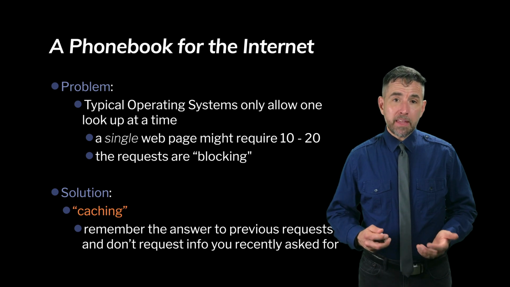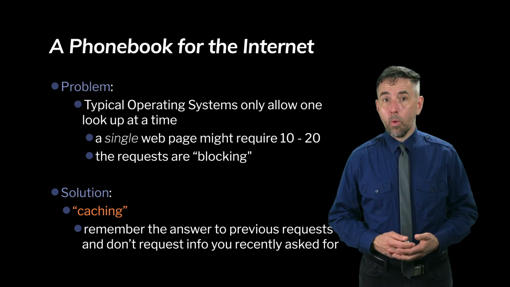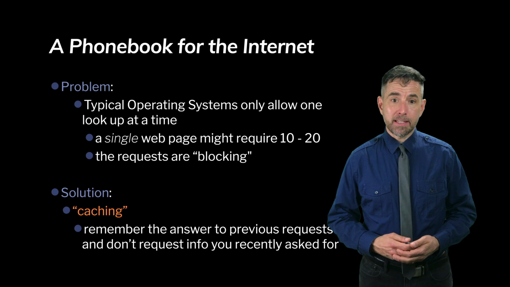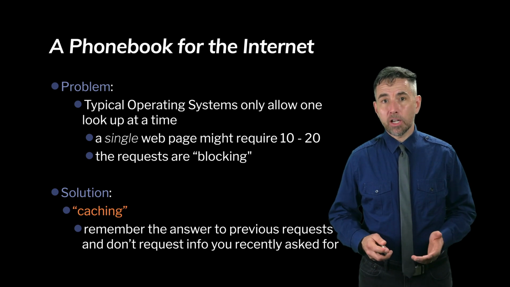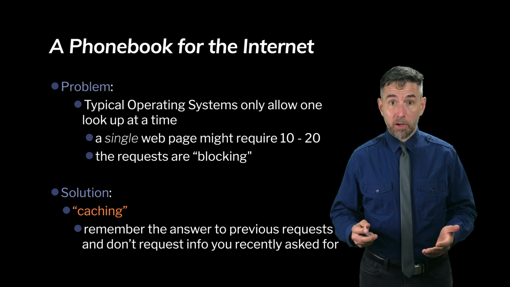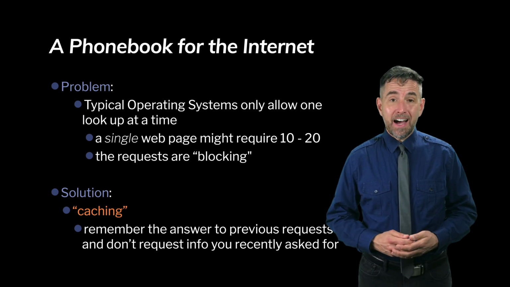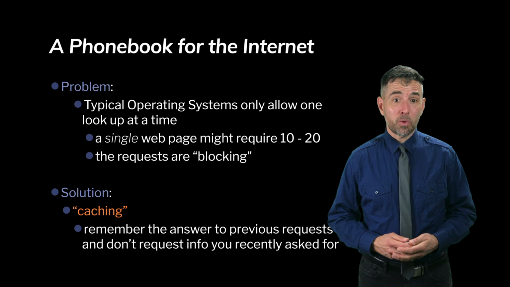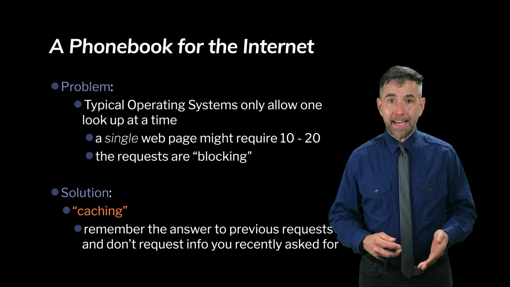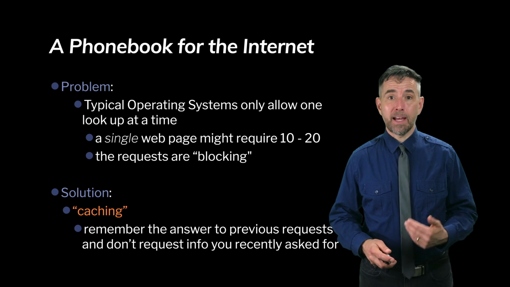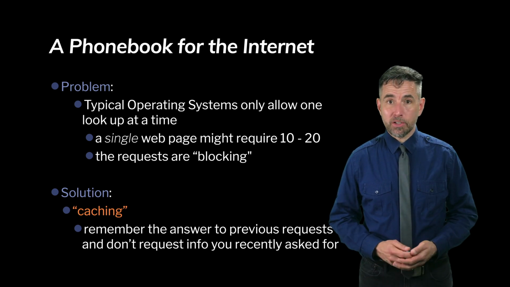So this phone book for the internet has a couple of problems. One is that a typical operating system will only allow one lookup at a time from this phone book, to reduce the demand on the computer and on the global system. And since a single request can take 10 to 20 seconds, and these requests are blocking, meaning that you can't ask a second request until the first one has completed, that just takes too much time.